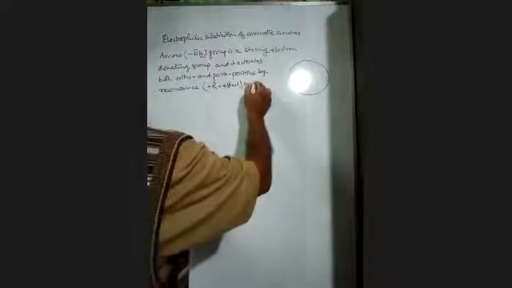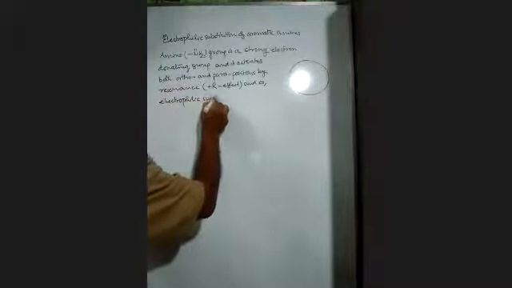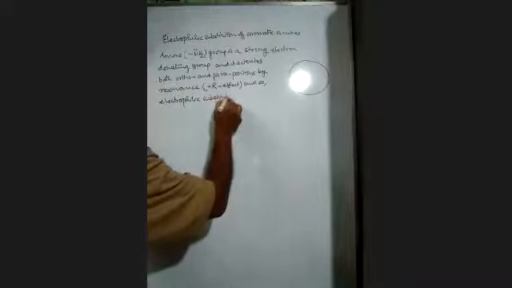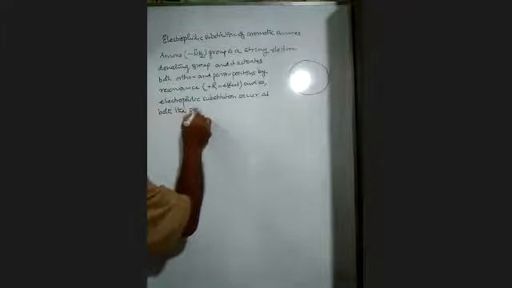And so electrophilic substitutions occur at both the positions. I'll show you now the resonance structure. Resonance structure, so by this time you know how to draw it.